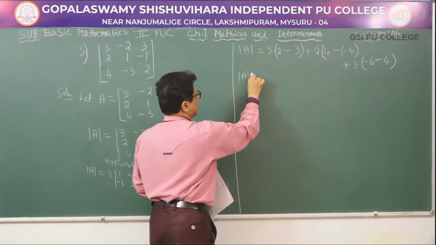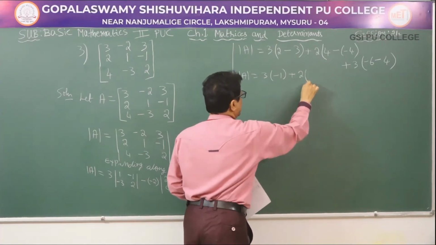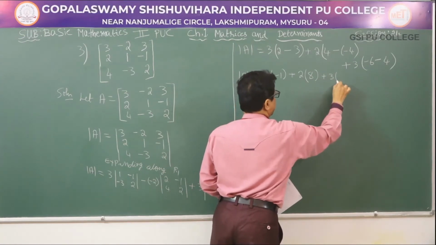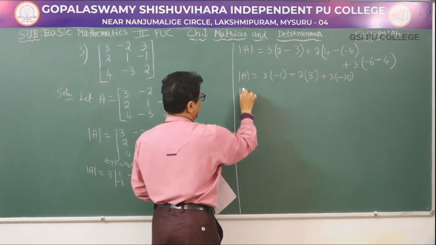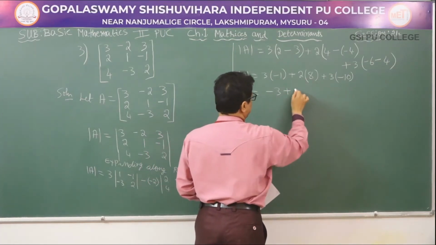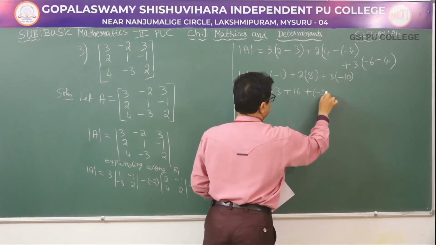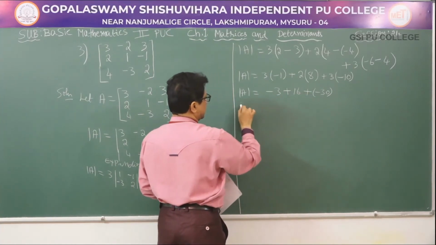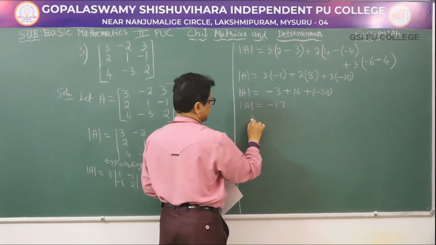So, determinant A is equal to 3 into 2 minus 3 is minus 1 plus 2 into minus plus. So, 4 plus 4 is 8, plus 3 into minus 6 minus 4 is minus 10. So, determinant of A is equal to 3 into minus 1 minus 3 plus 2 into 8, 16, plus 3 into minus 10, minus 30. So, minus 3 minus 30 is minus 33, minus 33 plus 16 we get minus 17.